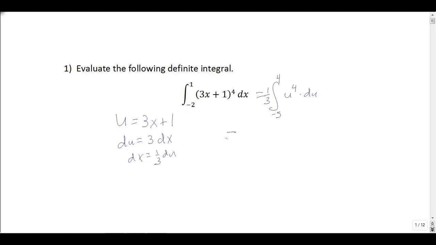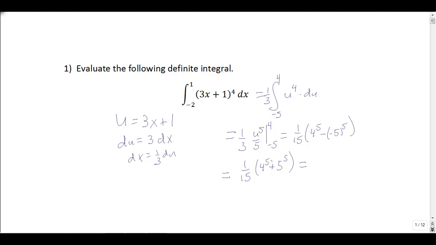Okay, now we're going to do our antiderivative. So we get 1/3. The antiderivative of u to the 4th is u to the 5th over 5, and we evaluate from u equals -5 to u equals 4. So 3 times 5 gives us 1/15 of 4 to the 5th minus (-5) to the 5th. The minus sign cancels out the negative, so we get 4 to the 5th plus 5 to the 5th.